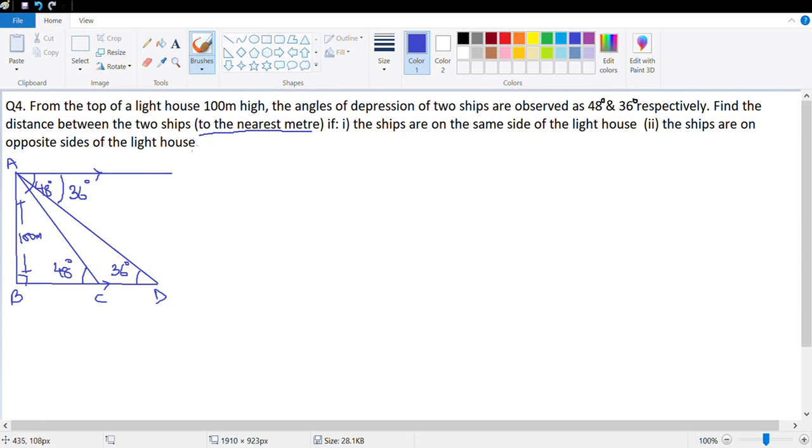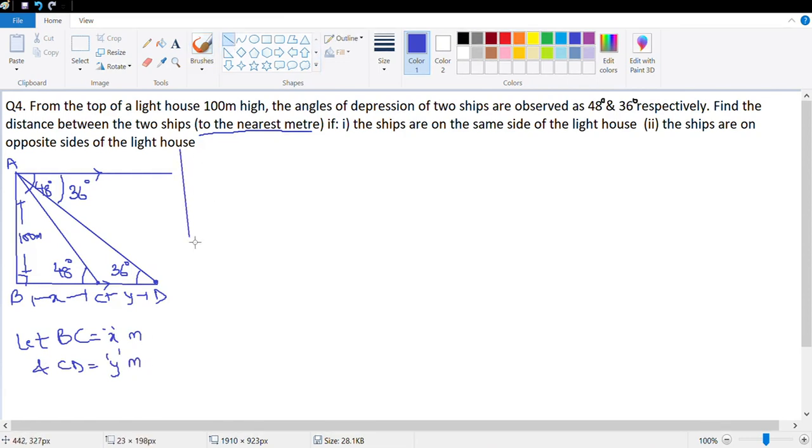Perfect. Find the distance between the two ships. So we need to find the distance between them, which is, this is ship 1, this is ship 2. So I need to calculate the value of CD. Let this be X and let this be Y. So we've assumed let BC is equal to X meter and CD is equal to Y meter.